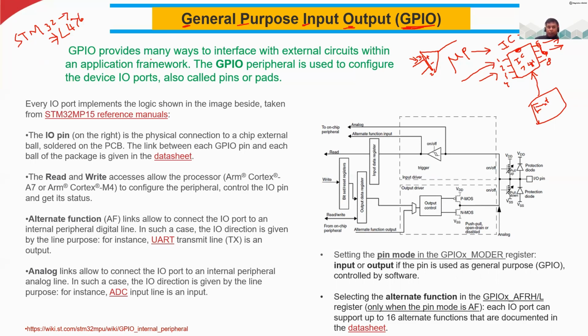GPIO provides many ways to interface with external circuits within an application framework. The GPIO peripheral is used to configure the device IO port. Technically we call this configuration. I am setting up the input pin or output pin according to what I want. So I can configure the IO ports by myself. You will see the microcontroller has so many pins. I told you to left click on each pin and you will see a list. Then you can click on whatever you want to set it for.